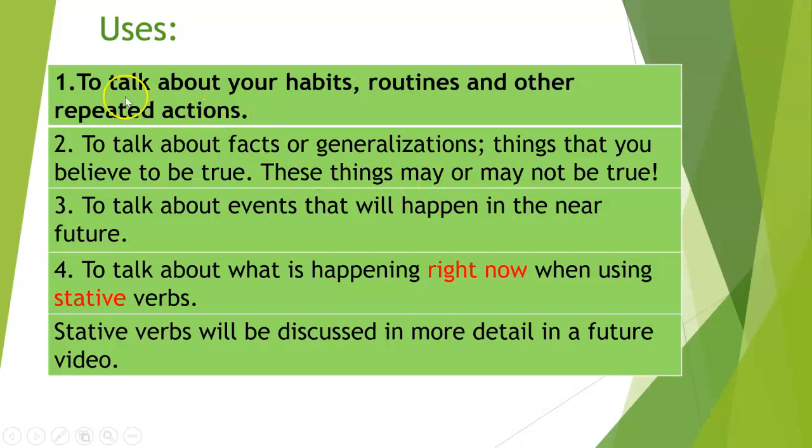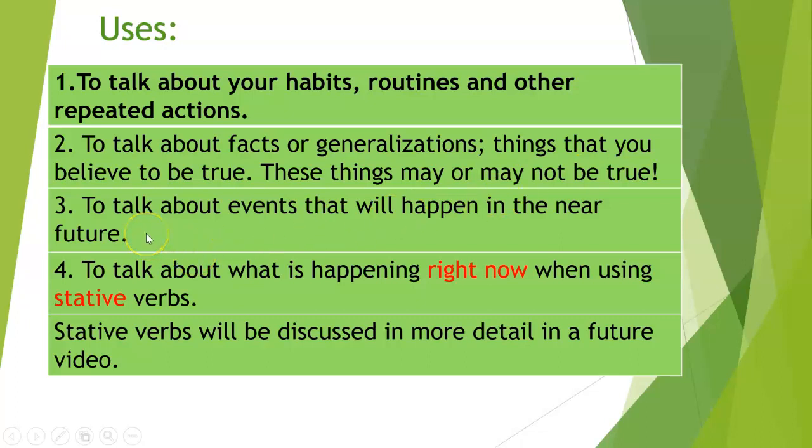So use number 1, to talk about your habits, routines, and other repeated actions. Number 2, to talk about facts or generalizations, things that you believe to be true. These things may or may not be true. Sometimes we can say something that we think is true, but maybe it's not true. But we can still use this verb tense for this.